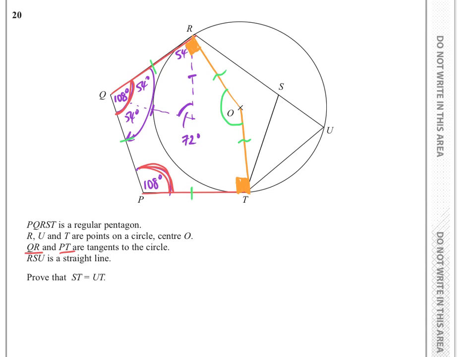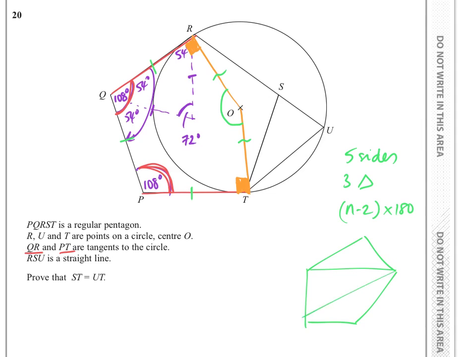So that makes a 5-sided shape. A pentagon, it's not a regular one, but the angles inside the pentagon must add up to the same, and the angles inside a pentagon, well, if it has 5 sides, then it's 3 triangles worth. You can use the formula n minus 2 times 180, or you can just take a 5-sided shape, and then you can just split it up into 3 triangles. There you go, 3 of them.